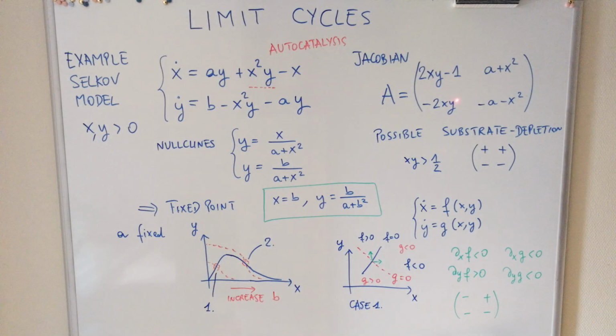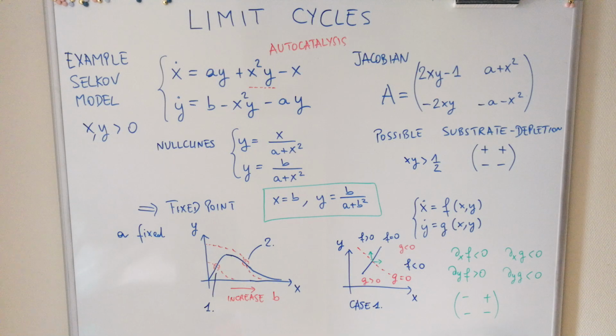Okay, now we can analyze the signs. First of all, x and y in this model are larger than 0. Therefore, this element is certainly negative, always. This element is positive, this element is negative. Therefore, I have this sign pattern. And here I see that if x times y is larger than 1/2, then I get this possible substrate depletion oscillator. So this is the sign pattern that I get from this case.